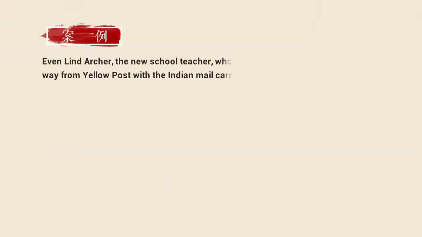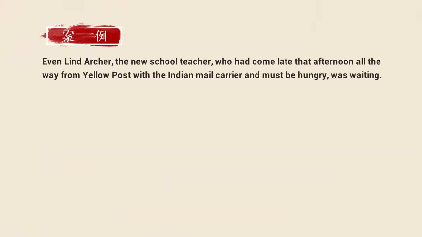The first example. Even Lind Archer, the new school teacher, who had come late that afternoon all the way from Yellow Post with Indian mail carrier and must be hungry, was waiting. The main clause of this long sentence is, even Lind Archer was waiting. Between the subject and the object are two attributive clauses, the first of which is very long.